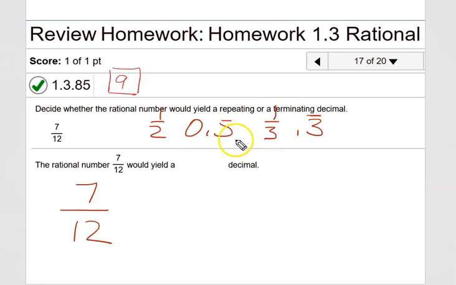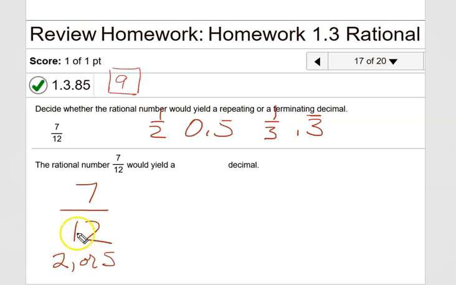Now, there is a protocol that we mentioned in our flipped classroom lesson for determining this. If the denominator only has factors of 2 or 5 or both, then it's going to terminate. But if it has other factors, 3, 7, whatever, then it's not going to terminate.